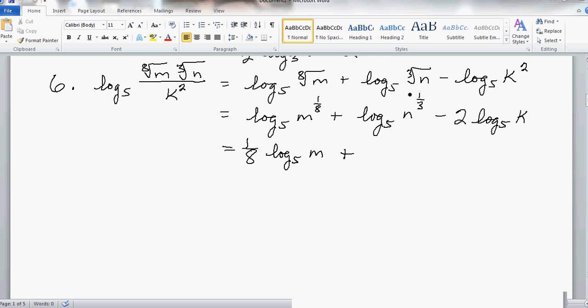Plus, bring the exponent out here in front, 1/3 log base 5 of n. This one won't go any further because log base 5 of n just won't simplify any further. And we've already said that this term is not going to go anywhere. So each of these individual terms aren't going to go anywhere. They aren't alike, so we can't combine them. So therefore, there is our final answer.